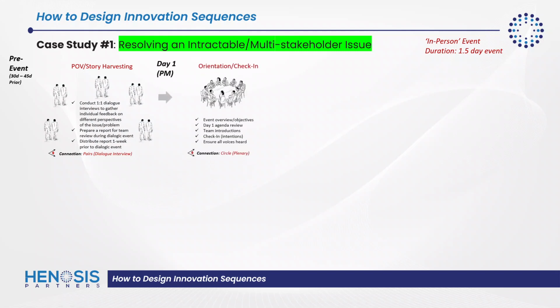On day one of the event, which represented just an afternoon, or the 0.5 of the day and a half long event, we began with a check-in and orientation, where we covered the various objectives for the event, discussed the day one agenda, did team introductions, and had each person provide their intentions for the event. We wanted to make sure that all voices were heard as part of our initial check-in. This was also a divergent movement, and the connection was circle.